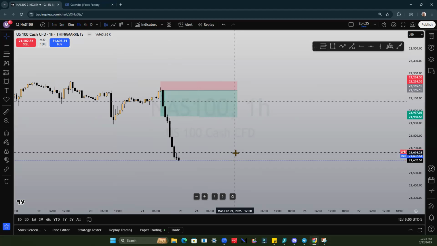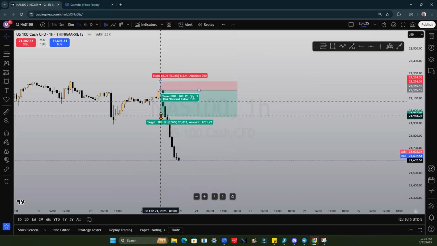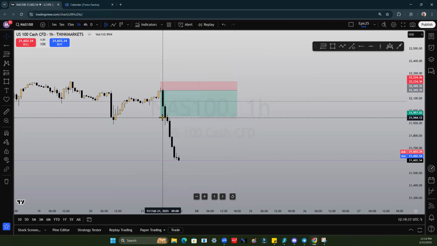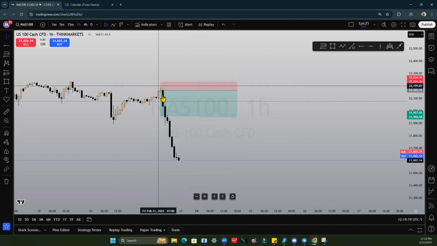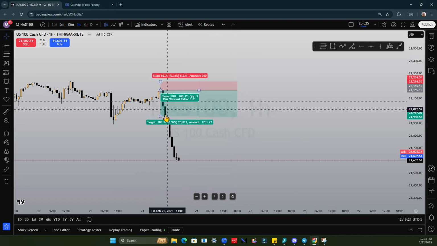You can do that with any pair. Pick your favorite pair, go to Forex Factory, look at the calendar, and focus on the red folders. Now, like I said, it's a very volatile strategy because this pretty much happened within 2 hours, because each candle you see here is an hour long.